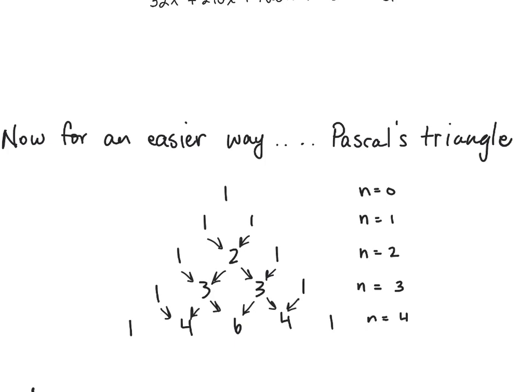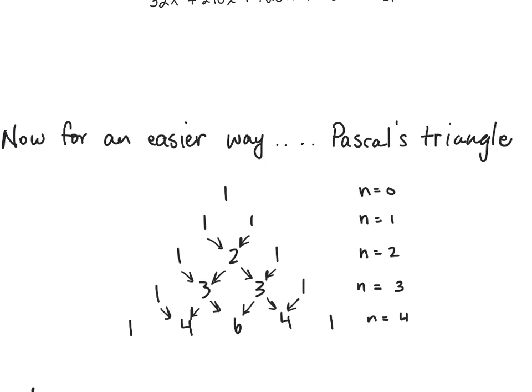Now each row corresponds to its particular power of n. Top row being, if you were to raise a binomial to the power of 0, then there is only going to be one coefficient, because a plus b to the 0 power is equal to 1. Anything raised to the 0 power is 1. That's where that top row comes from.